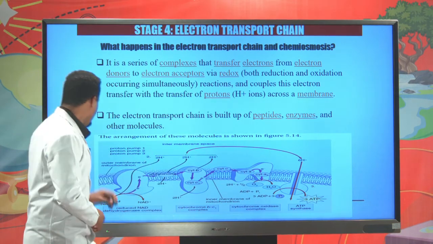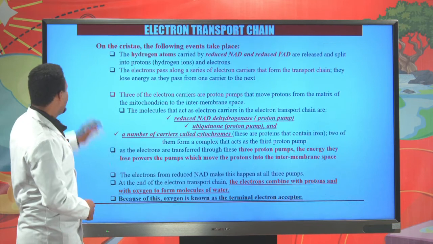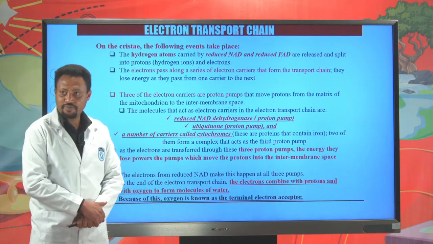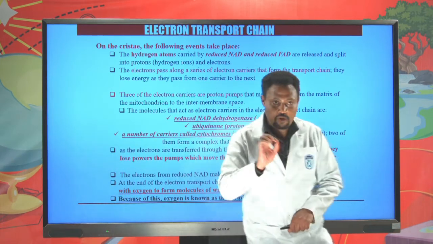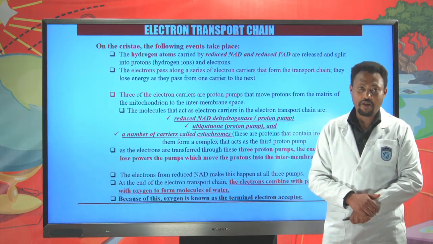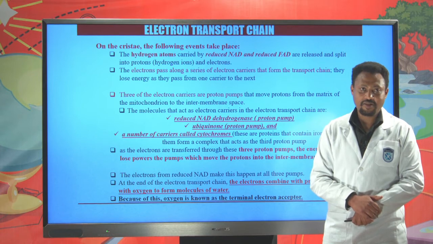So let's see the stages in detail. What happens first? Okay? The hydrogen atom carried by reduced NAD molecules. How many are they from a single glucose? Students?